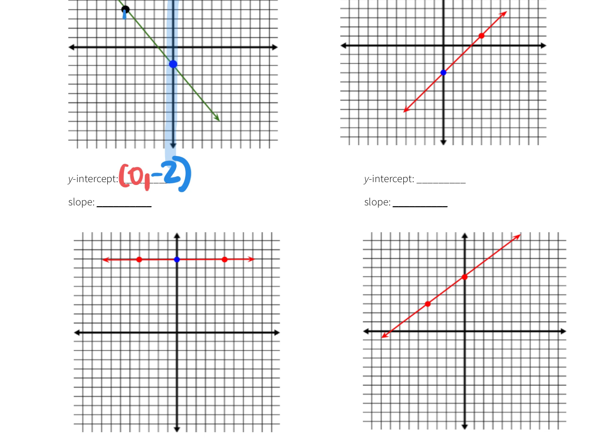So I go down 1, 2, 3, 4, 5, 6. I went down 6, so my change in y would be -6, and then I move 1, 2, 3, 4, 5 to the right. So my change in x would be 5. What is my slope then? -6 over 5. All right.